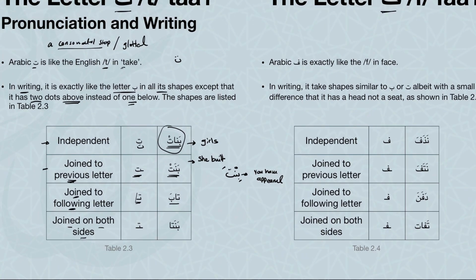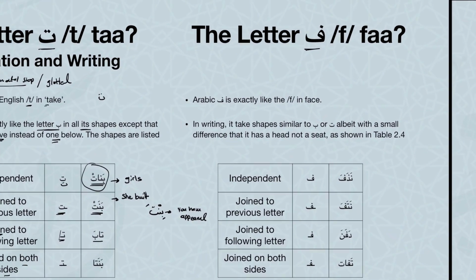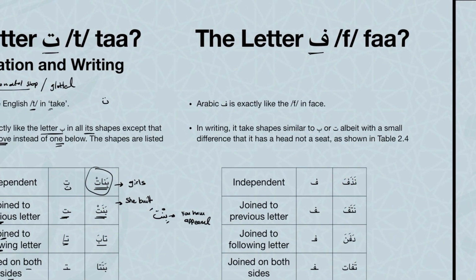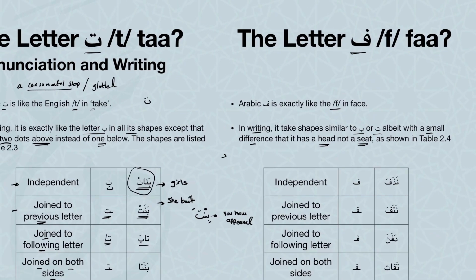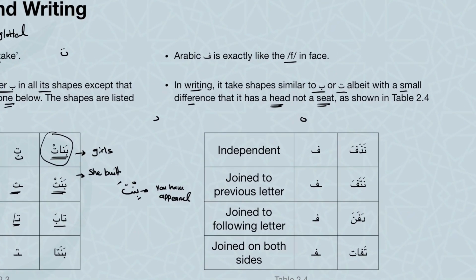We jump to the letter fa, and it's exactly like the sound fa in English, as in face, familiar, etc. In writing, it's exactly like ba and ta, albeit with a small difference: it has a head instead of a seat. See, the boat has a seat, but this one has a head.